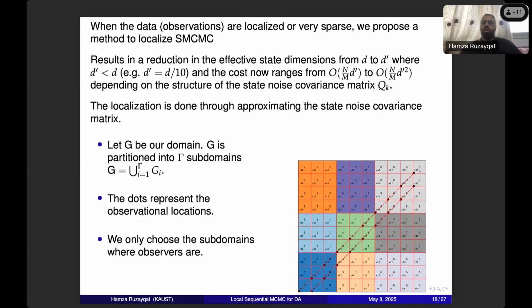So let's look at this example on the right-hand side. I have two arrays of observations. This is like mimicking the SWOT mission by NASA. The data here are the black dots. So you divide the whole domain into gamma subdomains, and then you pick the domains that contain observations. So my domains of interest will be the blue, the green, and this light gray.